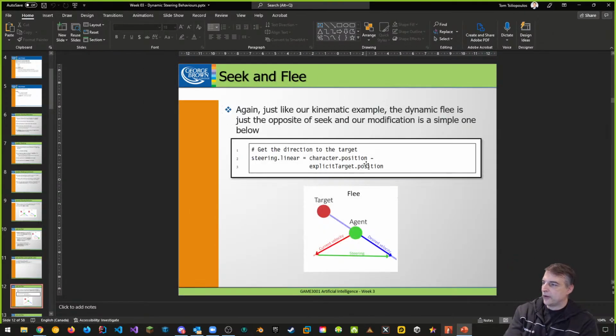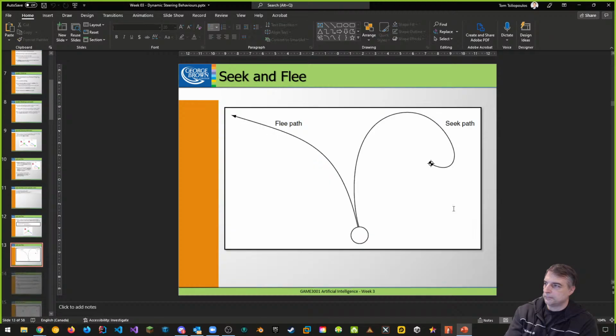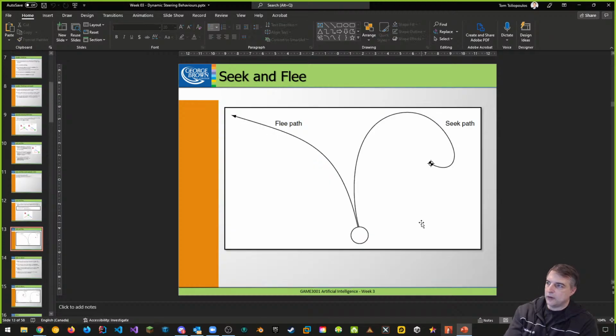So if we continue talking about seek and flee, a dynamic flee is just the opposite of seek, where now we just invert the target position. So instead of the target position minus the current position, which is the character position, you can do it the other way around. And now you have the direction where you want to go. And this is what it would look like for the flee path, as an example.